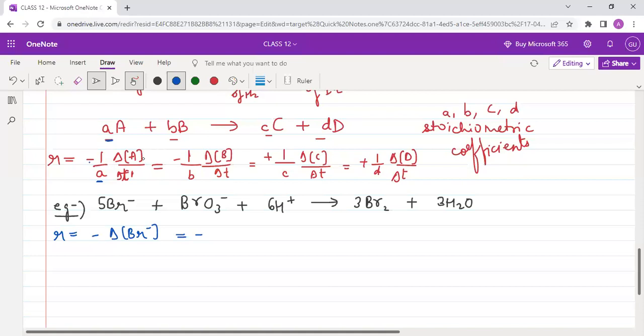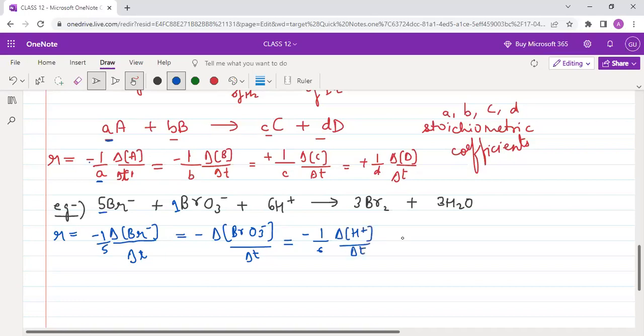Okay, but for this example, I'll explain. It will be minus 1 by 5. The stoichiometric coefficient will come in the denominator. And you'll write the same, delta Br minus by delta T, okay? For the next one, the stoichiometric coefficient is 1. So you'll write minus delta BrO3 minus by delta T. Okay, is it okay? Yes, yes. Then it will be minus 1 by 6, delta H plus by delta T.